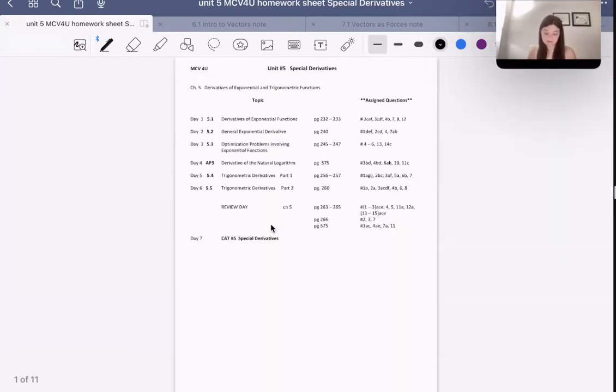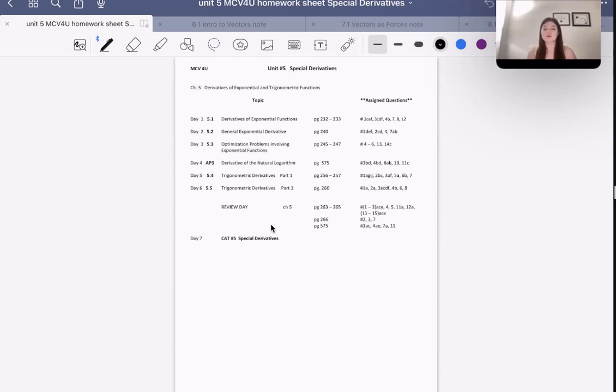Unit number 5 has to do with special derivatives. So we're going to learn about the derivative of the exponential function. We're going to do some optimization problems regarding that. So similar to unit 3, but with the exponential derivative as opposed to just the other derivative rules such as product, power, quotient, and chain.